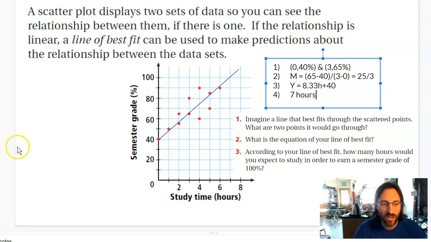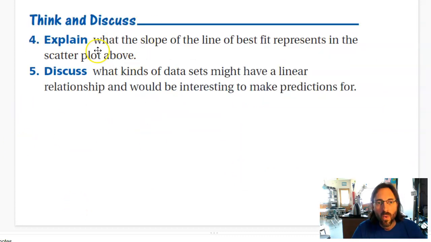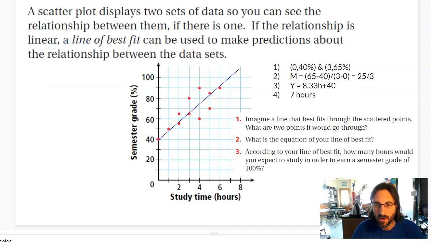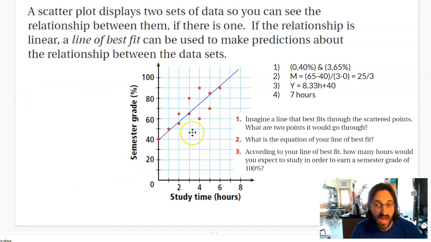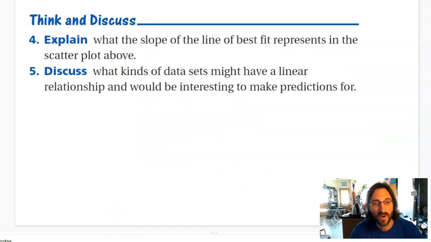Awesome. A couple more questions on the next page. Explain what the slope of the line of best fit represents in the scatter plot above. Oh, for every additional hour I study, I'm going to get an extra 8 1/3, 25 over 3 percentage points on my semester grade. Right?